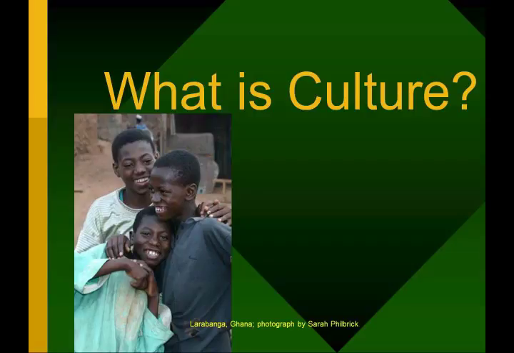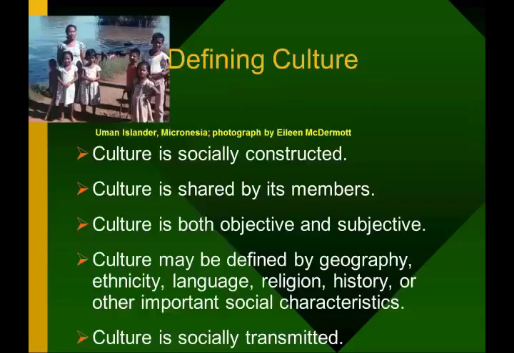When defining culture, it can be defined as socially constructed, shared by its members, both objective and subjective. It may be defined by geography, ethnicity, language, religion, history, or other important social characteristics. And culture is usually socially transmitted. Culture usually refers to something that is made by human beings rather than something that occurs in nature. Thus, while sand along a beach may be a natural occurrence, the condominiums along the beachfront are not.